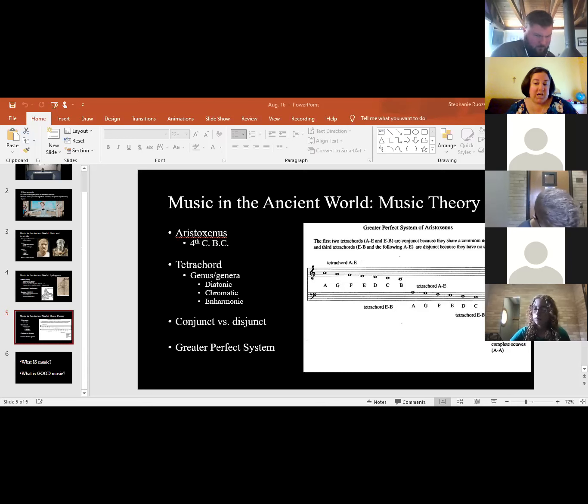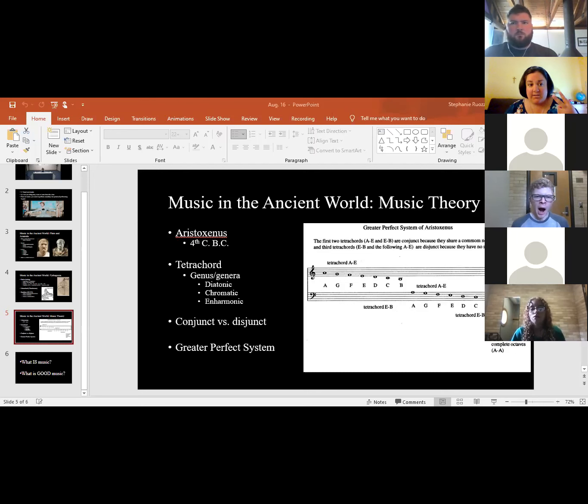We call each type of tetrachord a genus, or plural, genera. So genera is just the plural of genus, genus meaning the type of tetrachord. The first genus of tetrachord is the diatonic one. It goes down a whole step, then another whole step, then a half step.